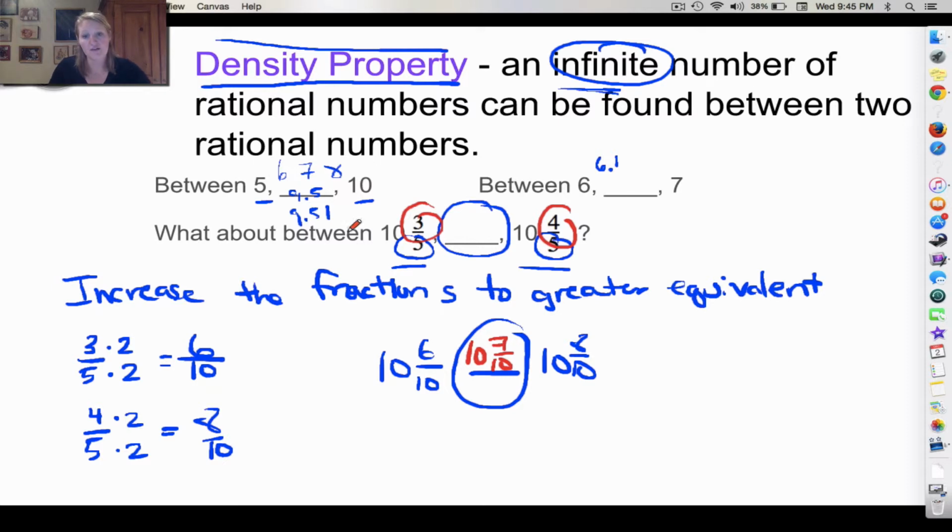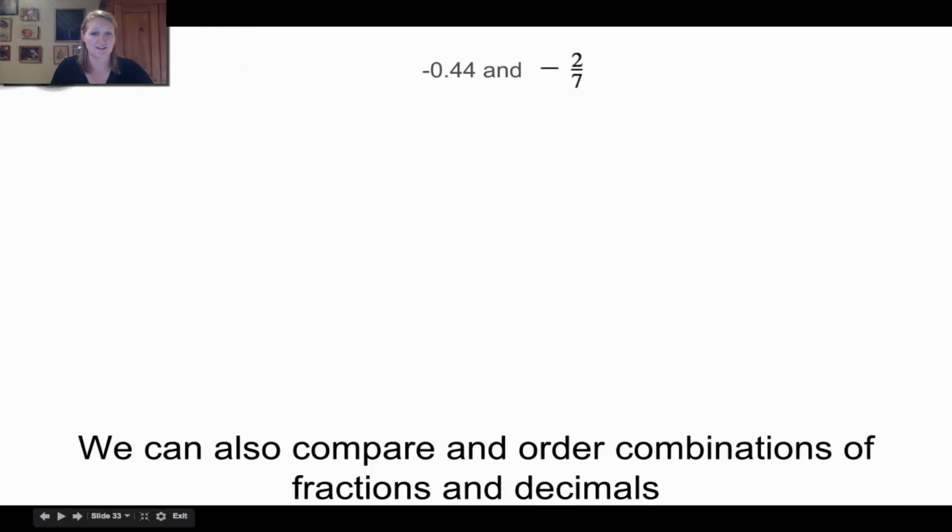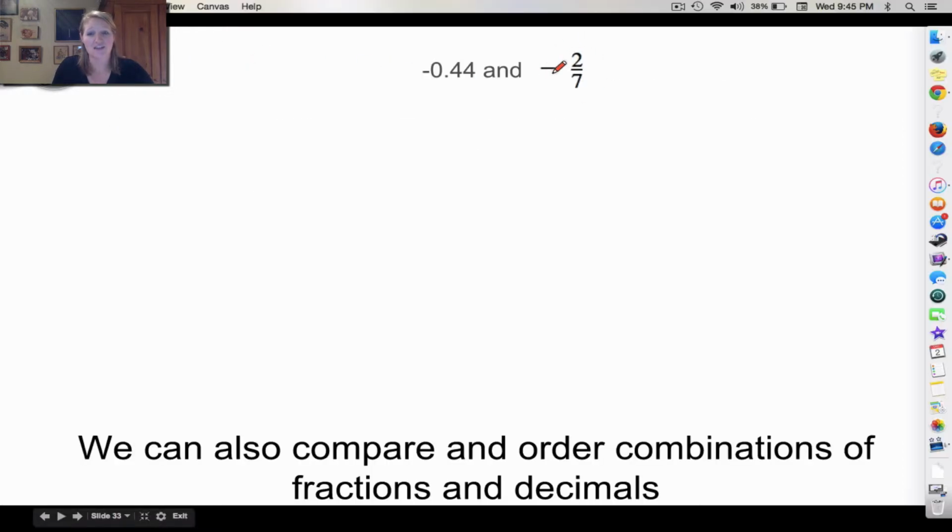Other comparisons that you might be asked to do in this section, and with fractions just in life, is comparing a fraction and a decimal. So how do we compare other combinations of fractions and decimals? One big thing that you can do is turn your, it's hard to turn a decimal into a fraction, but it's fairly straightforward to turn a fraction into a decimal.